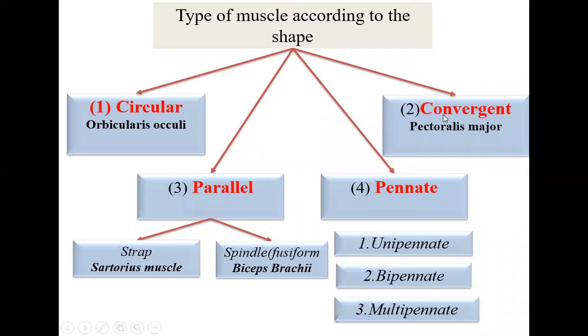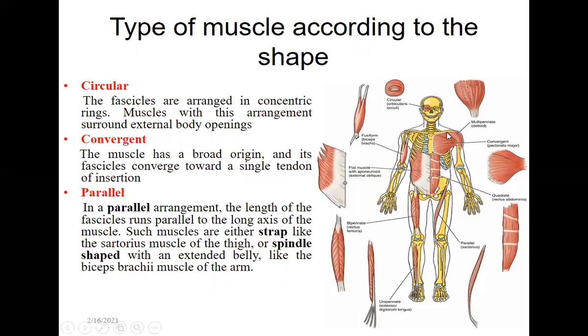Then we have the second type, which is called the convergent. One example for this is the pectoralis major muscle. Here, if you see, this muscle is called the pectoralis major muscle. Here, the muscles take a big origin. There are multiple muscle fibers, all going to one particular region.